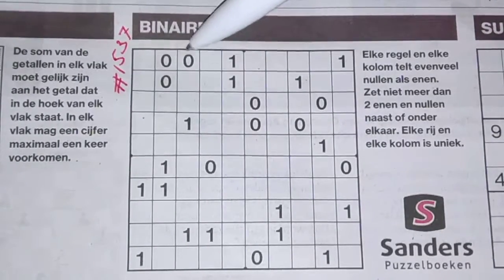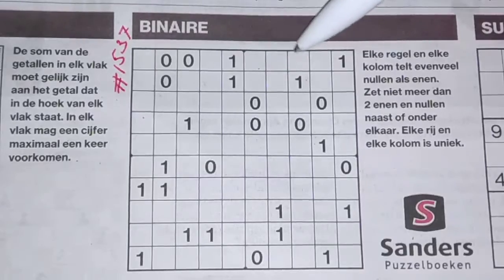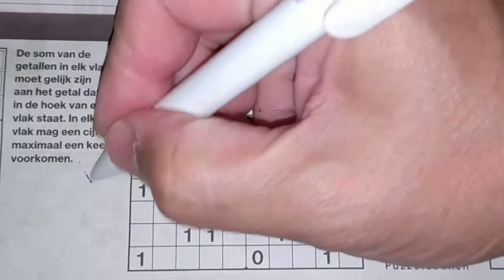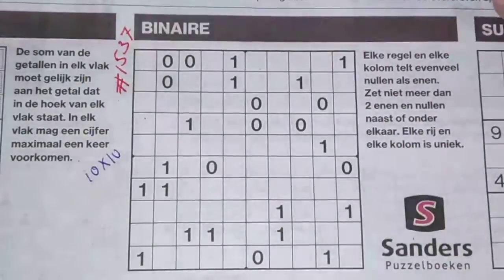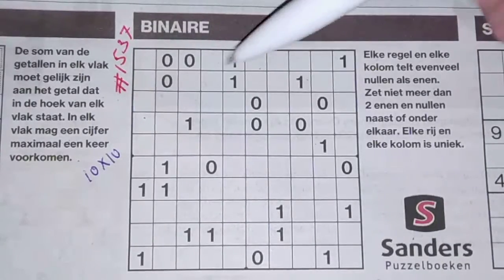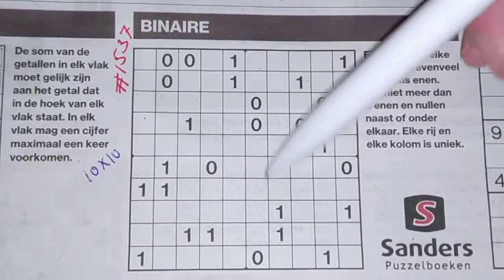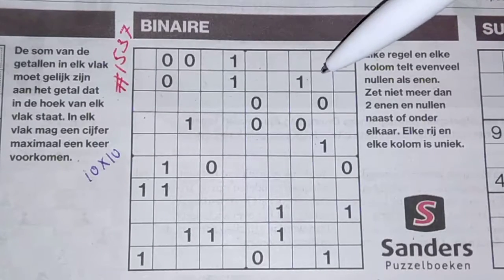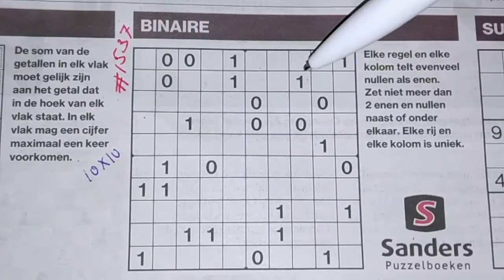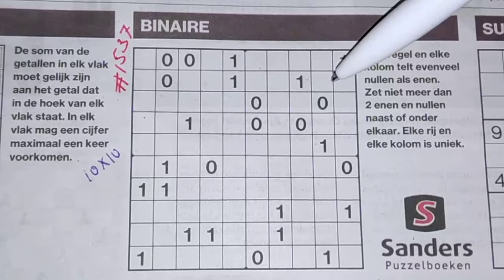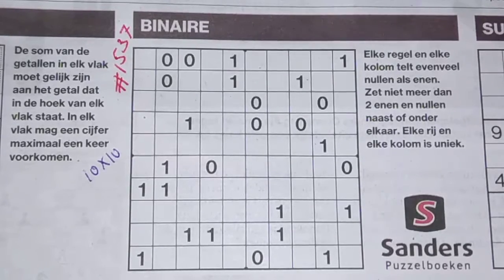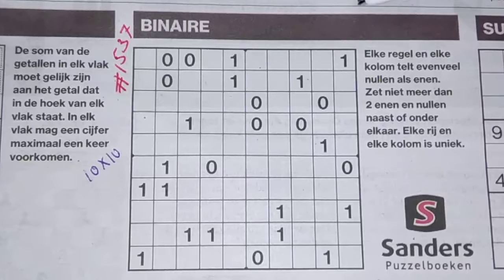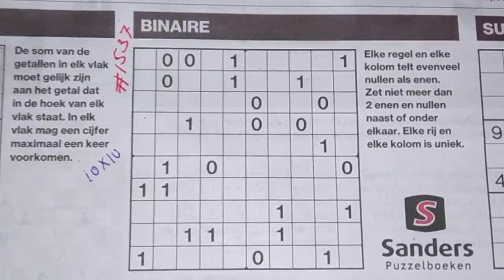Let me count. 1, 2, 3, 4, 5, 6, 7, 8, 9, 10. It's a 10 by 10 binary Sudoku. That means in a row or in a column, there are always 5 O's and 5 ones. Yes? Alright, so let's get started.